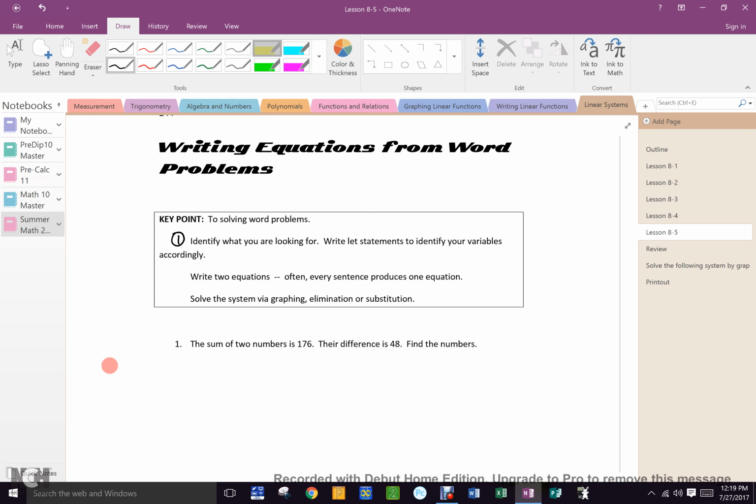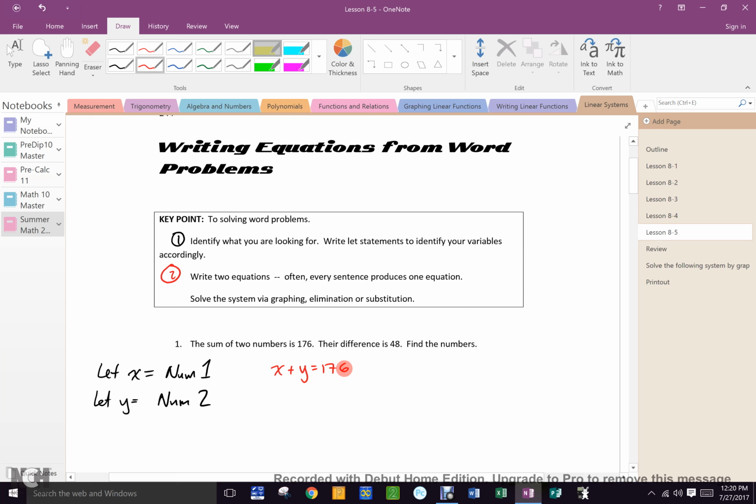No. So you have let X equal number 1 and let Y equal number 2. Because you have two numbers, they're different, so they both get different variables. Does everybody understand what I did there? Great. Step 2. Write two equations. And there's a hint. Each sentence makes an equation. First sentence, the sum of the two numbers is 176. What math is sum? Addition. So the two numbers add together to make 176. So X plus Y equals 176.